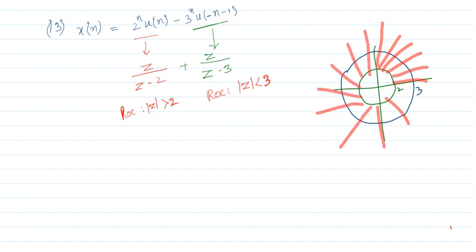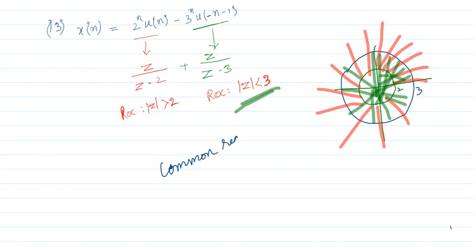The second condition says it is less than 3, which means it is inside 3. Can you identify a region which is common to both? Common to both means where the red lines and green lines overlap, between 2 and 3. So the common region, or the ROC of the given question, is Z greater than 2 and less than 3.